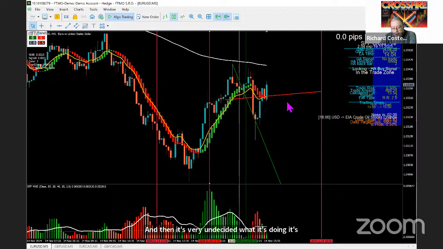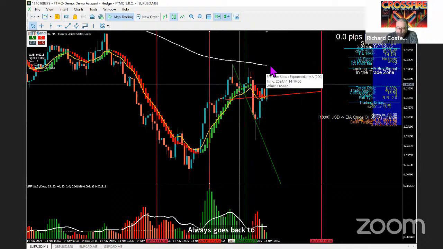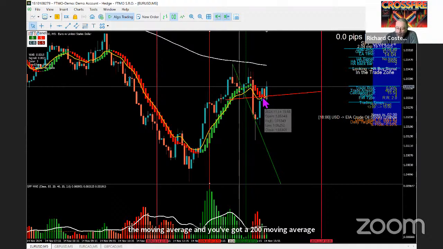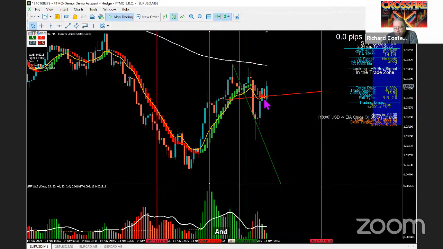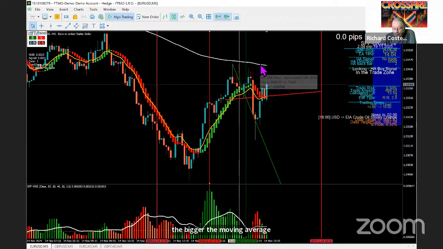It's possibly trying to get back up, because one of the things about the moving averages is price always goes back to the moving average, and you've got a 200 moving average there, and it'll possibly try and get back up there. And price is sort of the 13 moving average, price is almost clinging to it. The bigger the moving average, the longer it takes. This is what we call a slow moving average.